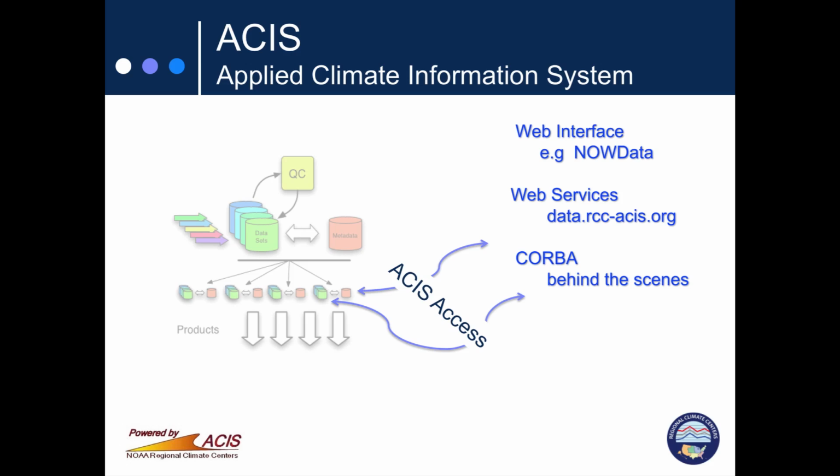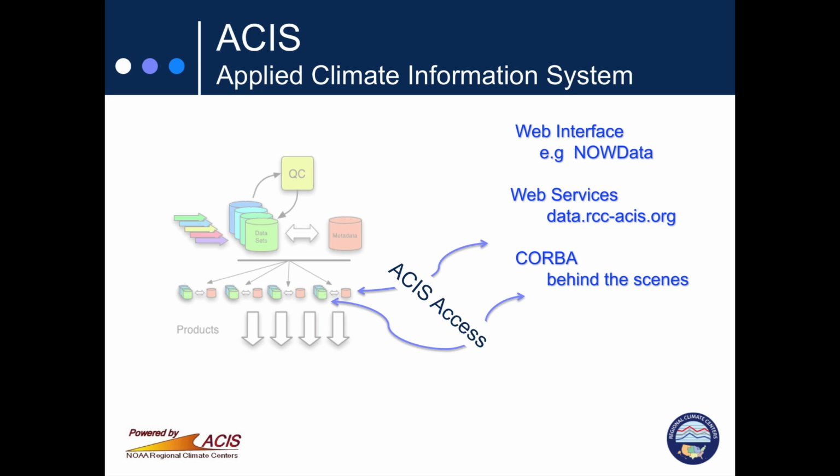Currently, most users are familiar with the web interface. Internal National Weather Service users know ACIS as XMACIS, the name given to the website that allows them access to a number of ACIS products developed specifically for their use. The general public might know ACIS by the Now Data interface that is available on all National Weather Service websites.